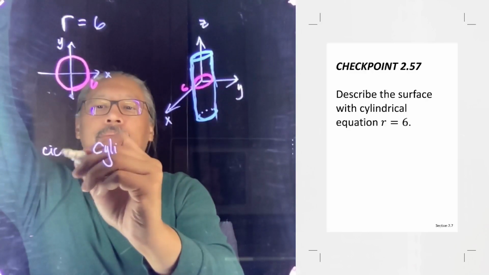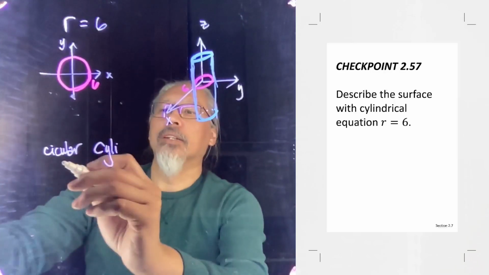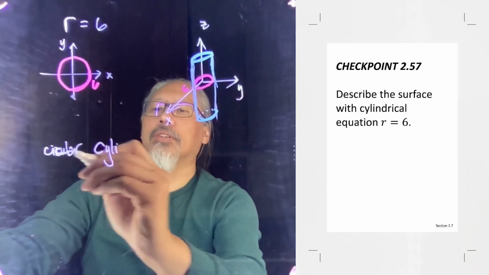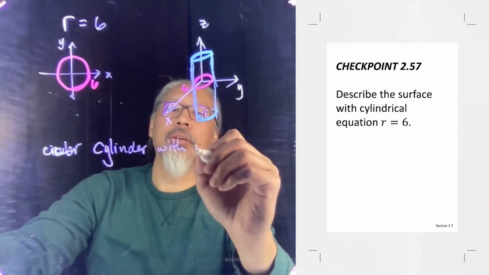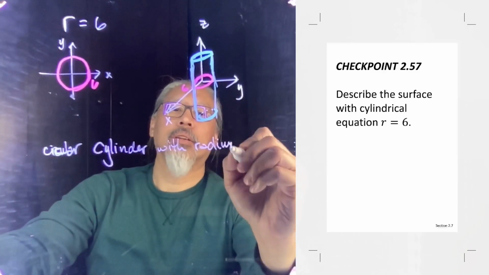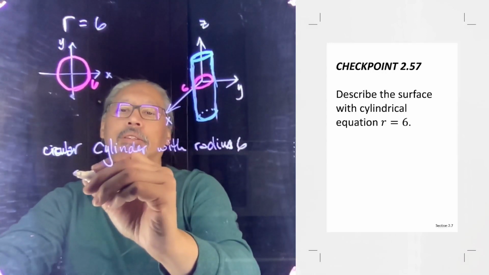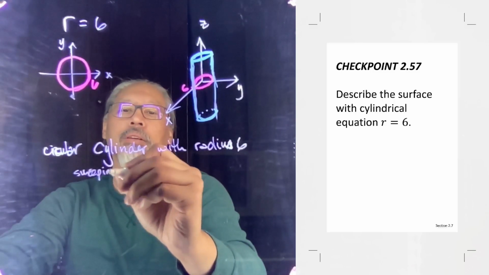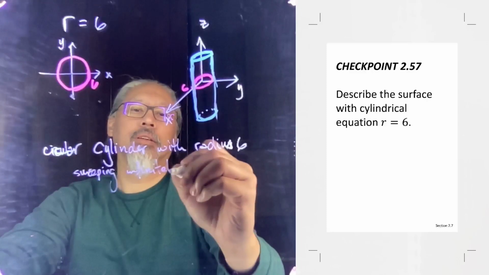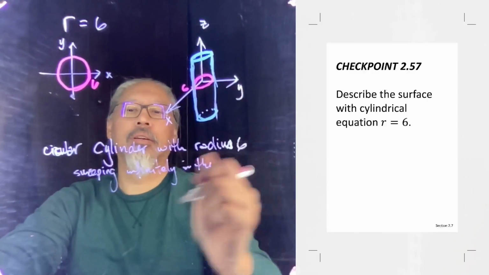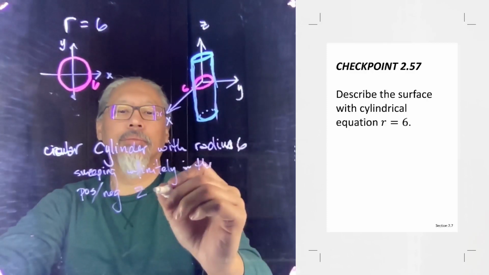Let's say circular, because sometimes it could be an elliptic cylinder or something like that. Circular cylinder with radius 6. And technically it goes infinitely, sweeping infinitely in the positive and negative z direction.